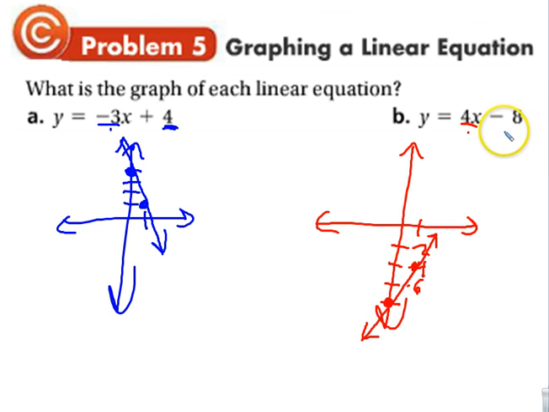Okay, so we start with the y-intercept, we plot that first, and then we use the slope to find the next point, connect the dots. We're good. Okay.